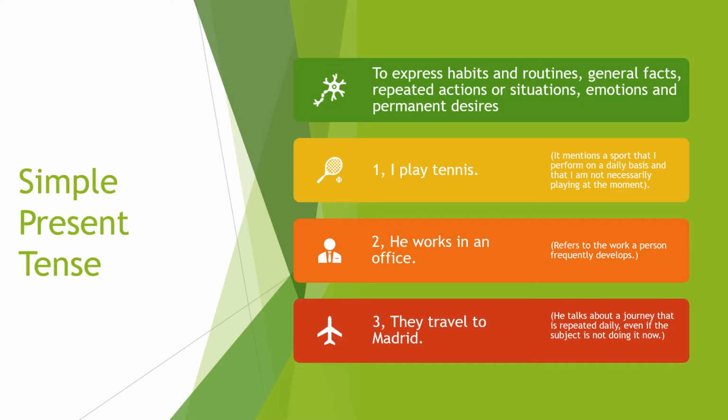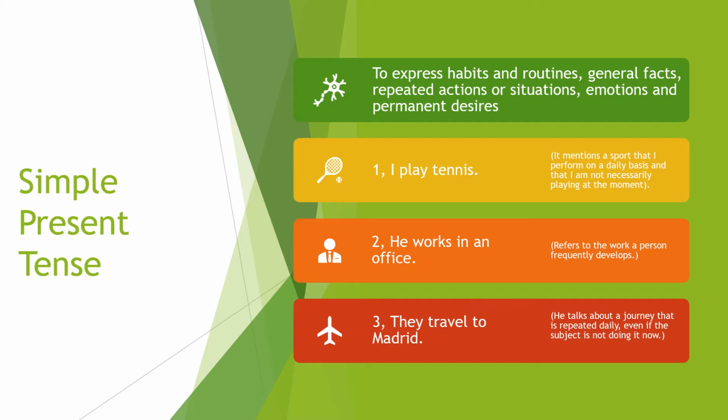Alright? Another example could be he works in an office. That refers to the person actually working frequently in that place. On the other hand, we have they travel to Madrid. It talks about a journey that is repeated daily, that is common, that will happen, even if the subject is not doing it right now. Okay, I hope these examples help you to understand a little bit more how to use the present simple.